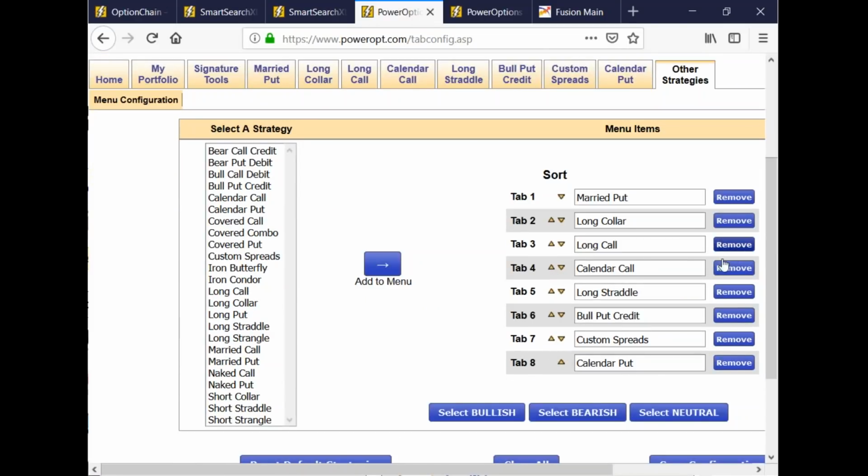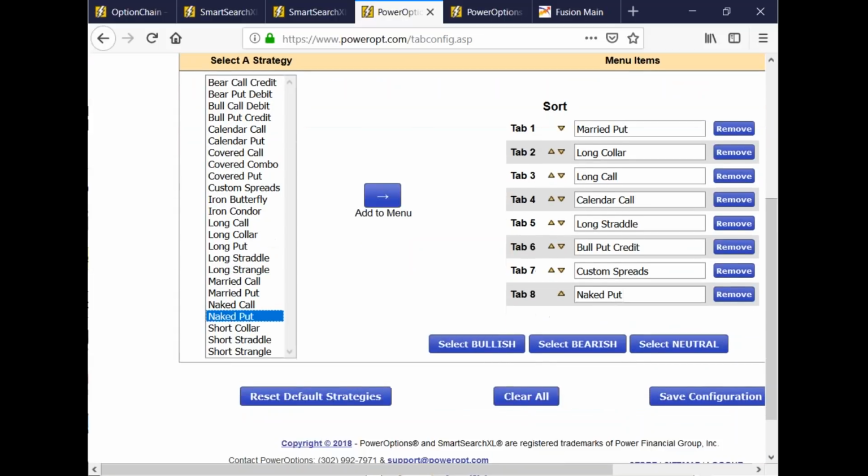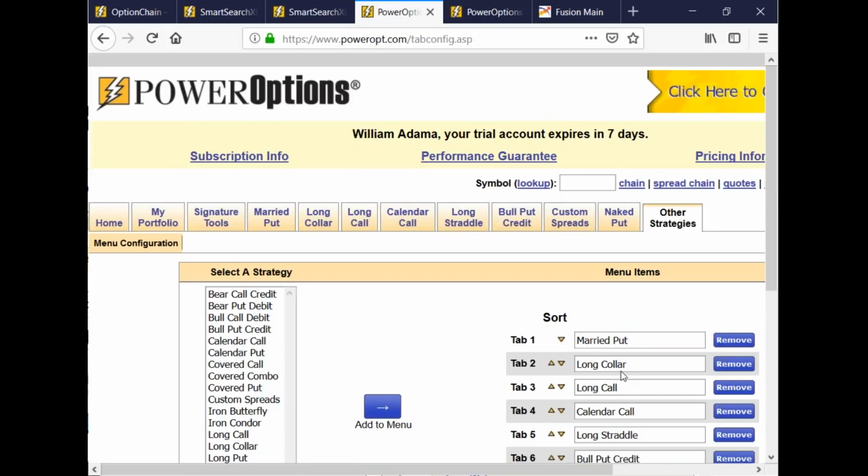I didn't have it added, so let me take out our calendar puts, and I'm going to add in naked put. Okay. When you saw me pull up the initial search for calendars, it came up with a default that was a little bit more conservative, of buying an in-the-money call that's 8, 9, 10 months out in time and selling 1 to 2 months against it.